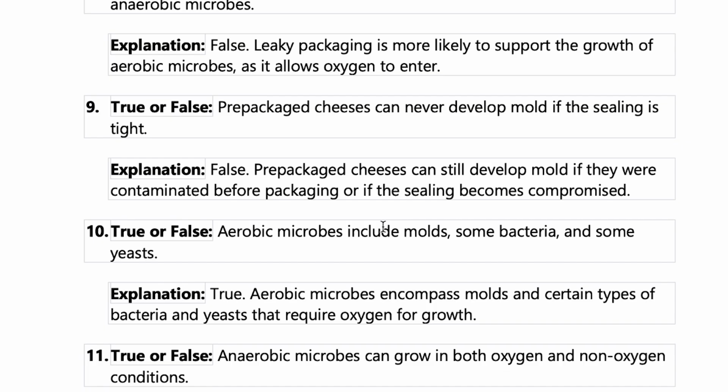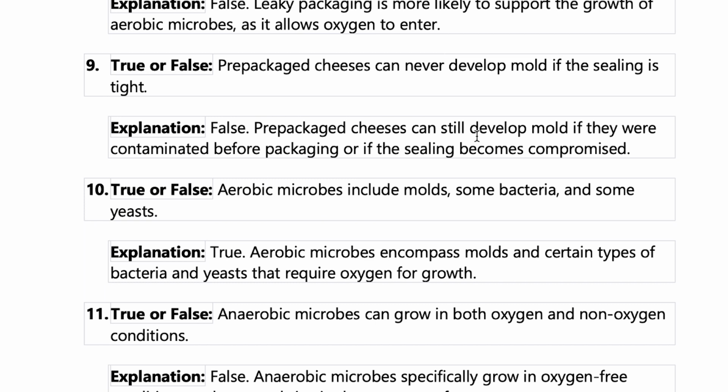Number nine, pre-packaged cheeses can never develop mold if the sealing is tight. The answer is wrong because of the word never here, since they can still develop mold if they were contaminated before the packaging. So even when we eat packaged food, it may be contaminated, because we don't know whether before packaging it was exposed to some bacteria.